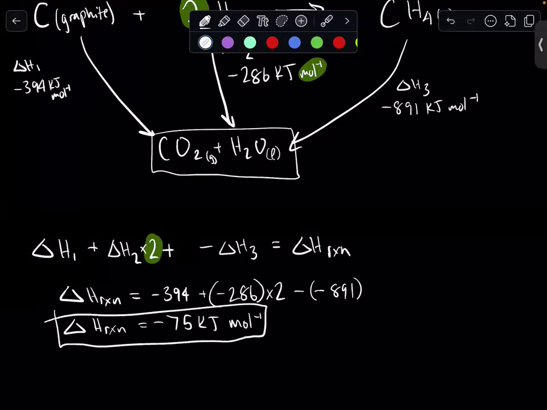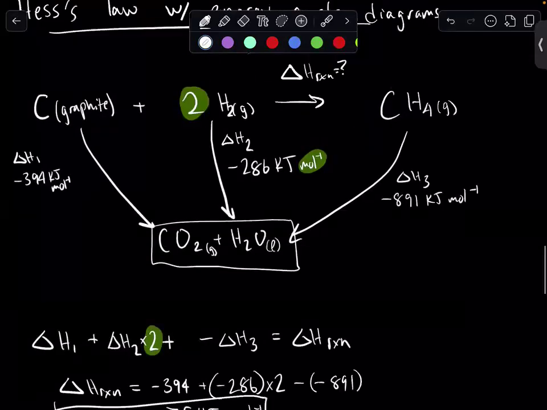And there you have it. That's also how we use Hess's law, by using these energy cycle diagrams.